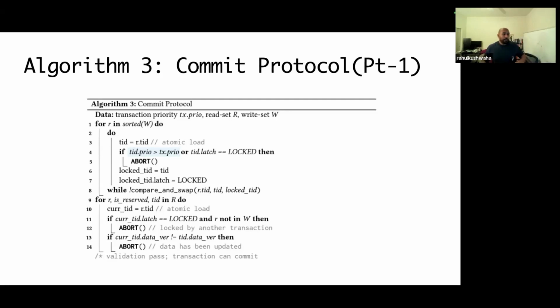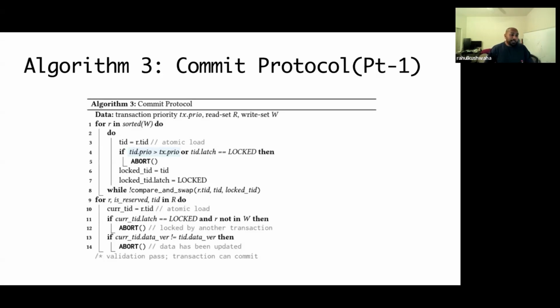So this is one other critical point, which is that for write items, we lock using the latch bit. For read items, we make sure that the version that we read is not changed during the commit phase, right? Remember, priority does not take part in serialization. Only data version takes part in serialization. So in the read set, we just make sure that it is the same version that we read before.